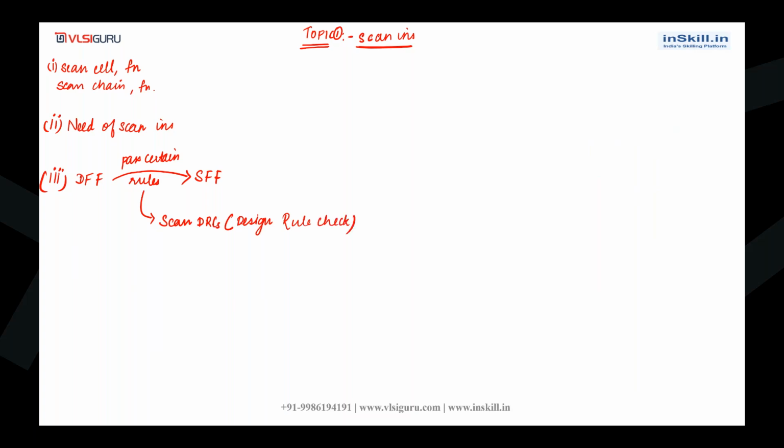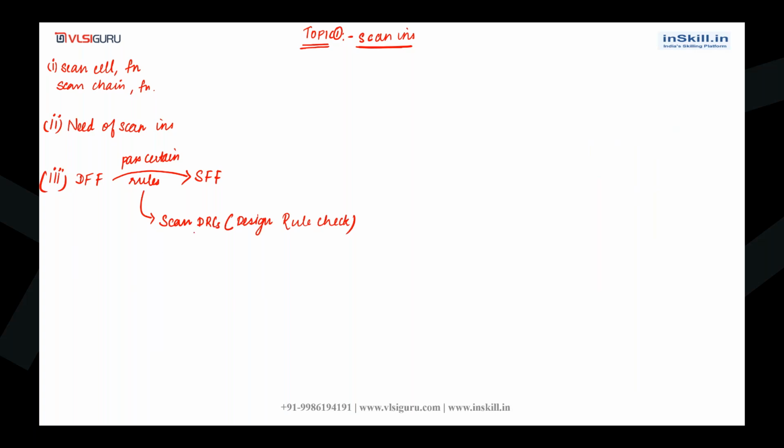So what is scan insertion? All the normal flops have to be converted to scan flops and stitched into a scan chain. If a normal flop has to be converted to a scan flop, then it has to pass certain rules, and those rules are called the scan DRCs, design rule checks.